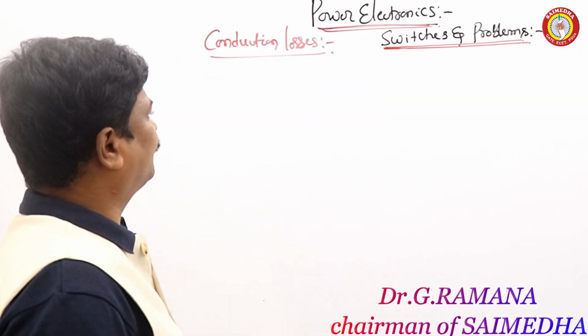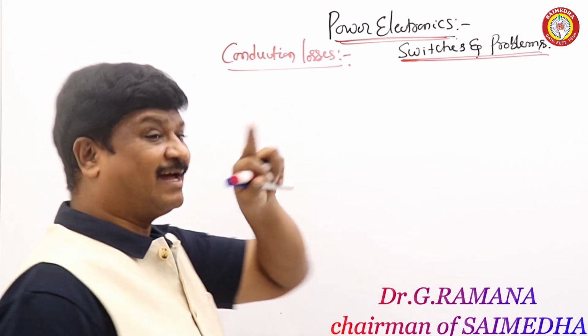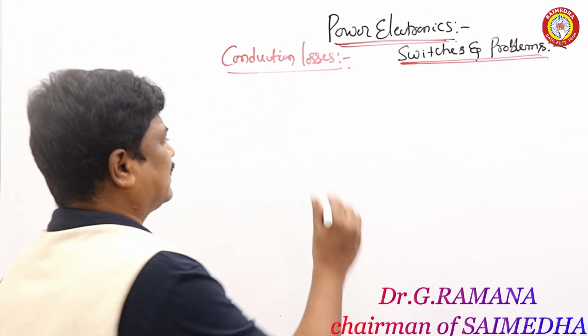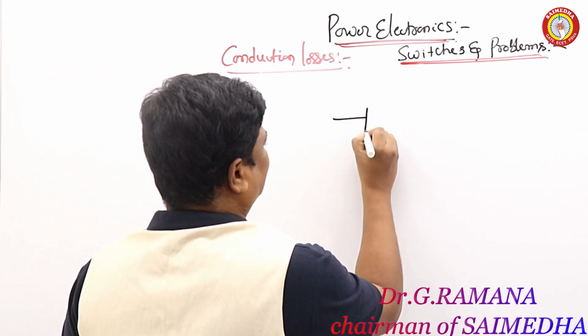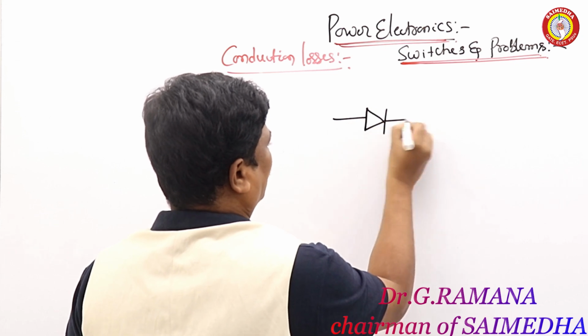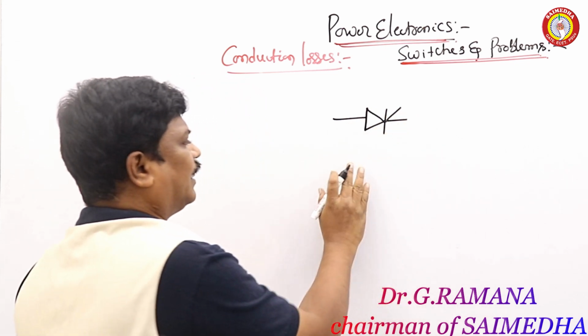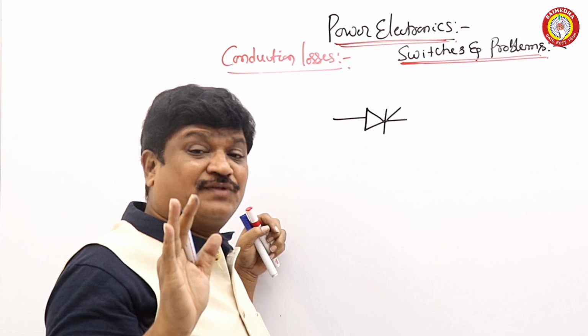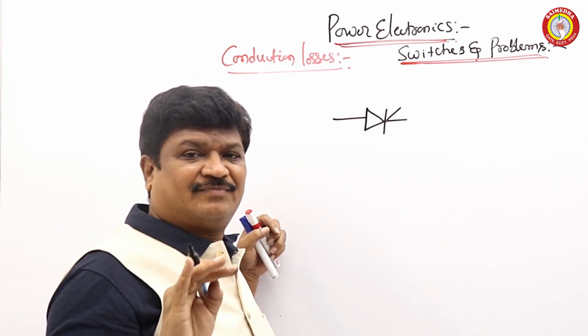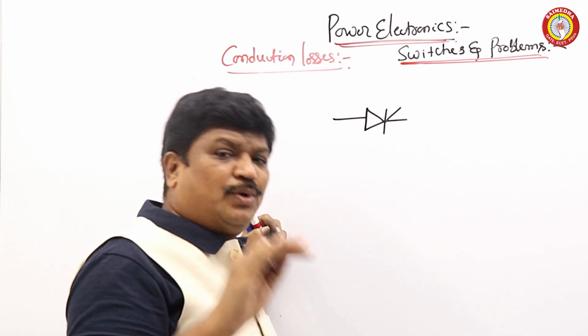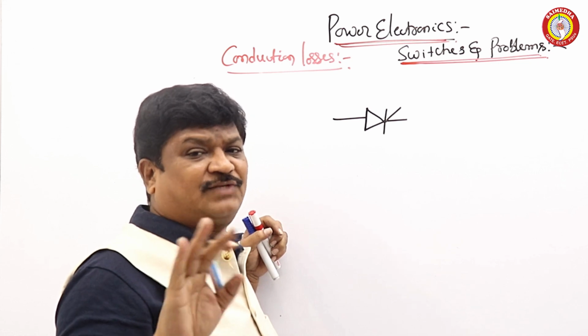So, the topic is conduction losses. Suppose this is your power electronic switch. Already we discussed some problems on the switching losses, during on and during off, how the switching losses we discussed.